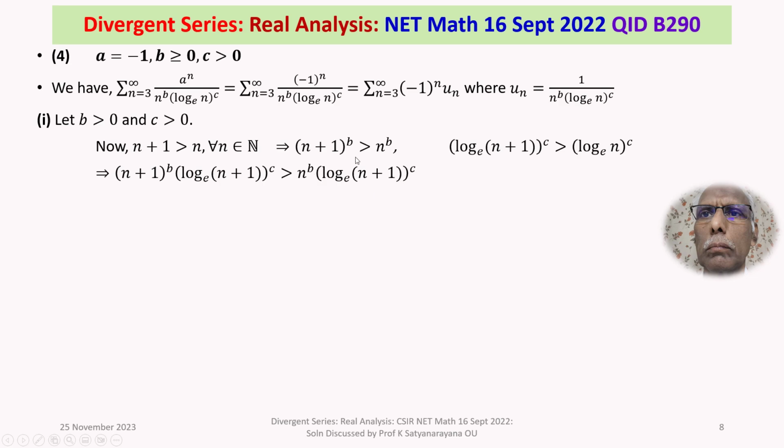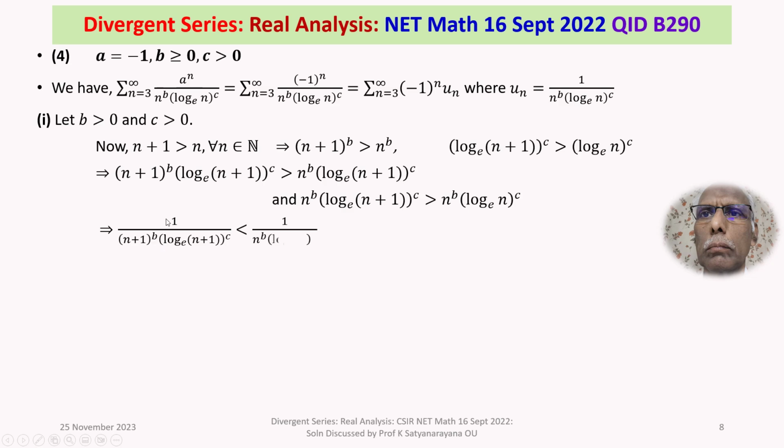Now n^b (log(n+1))^c is greater than n^b (log n)^c. So from here to here, n^b is the same. Agreed. So mix these two things, the first one and the last one. That will be 1 by (n+1)^b (log(n+1))^c is less than the last one, 1 by n^b (log n)^c. So this is un+1, this is un. Un+1 is less than un for all n belonging to N.